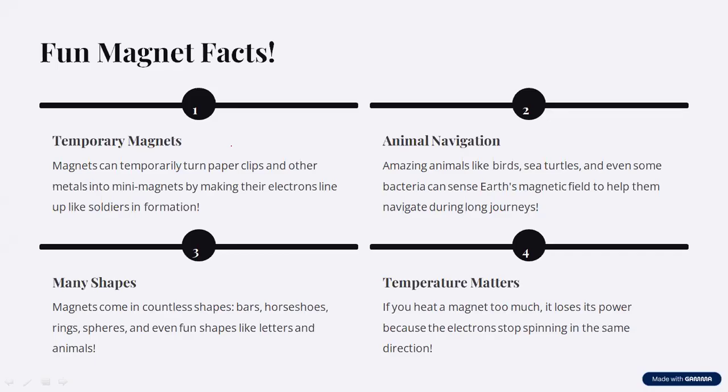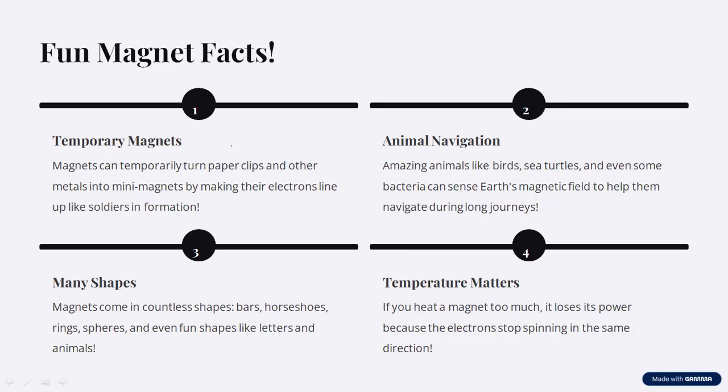Second is animal navigation. Amazing animals like birds, sea turtles, and even some bacteria can sense Earth's magnetic field to help them navigate during long journeys. Right, there are some migratory birds. They fly in a definite direction. Now they don't have any GPS or mobile with them. Still, every year in summer they go in a particular direction, and in the winter they go towards hotter places, right? So they are navigating. They have this inbuilt property to sense the Earth's magnetic field.